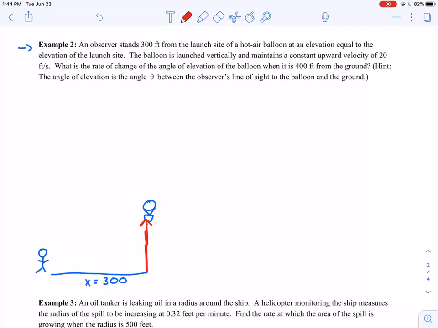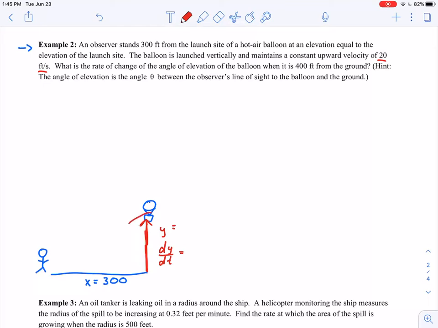So it's launched vertically and maintains a constant upward velocity of 20 feet per second. So I see this number, this 20 feet per second. I know that's describing how the balloon, how high the balloon is from the ground. How about I call this side over here y? And now the thing I don't know about this 20 perhaps is, does that 20 represent y, or does that 20 represent the derivative dy over dt?